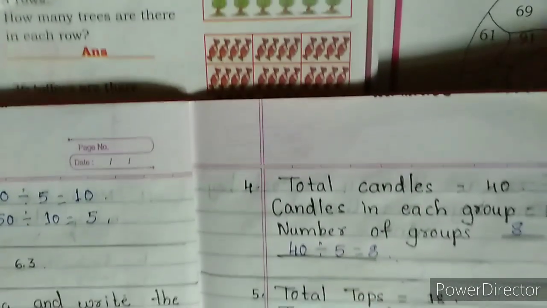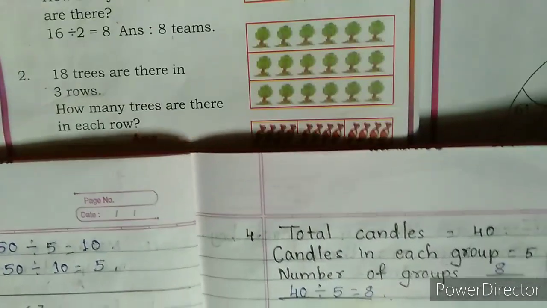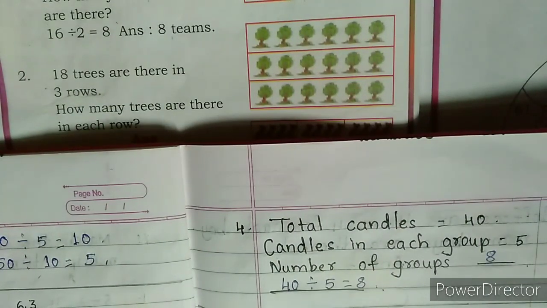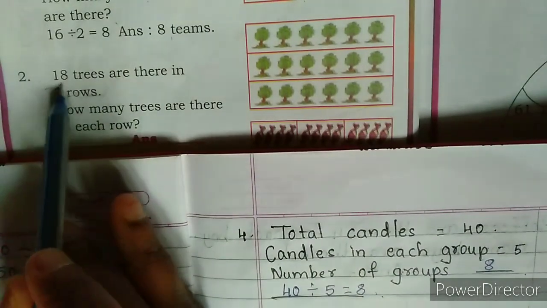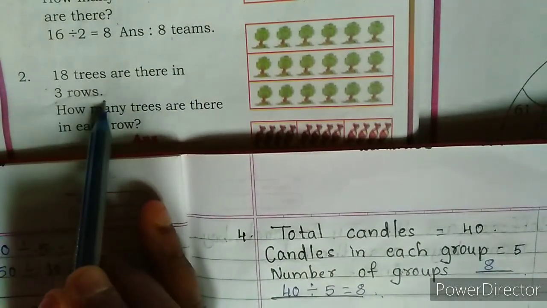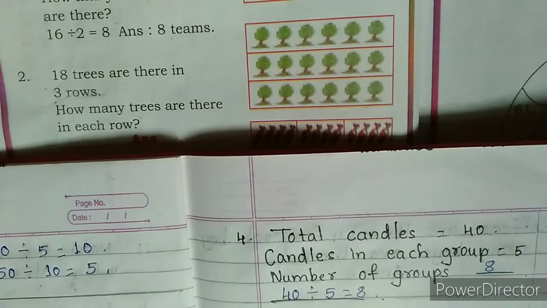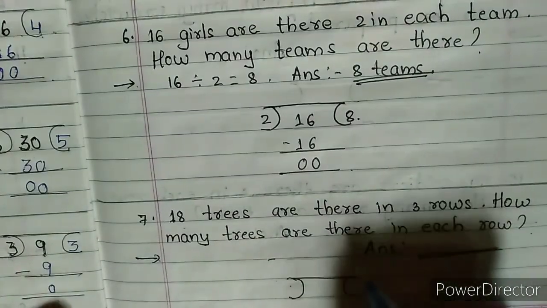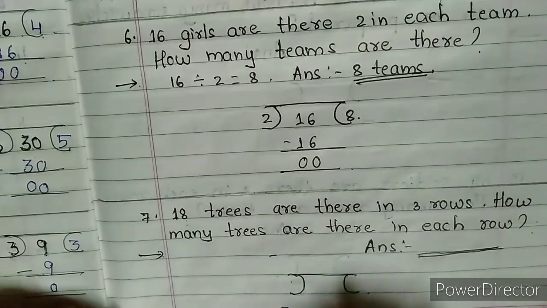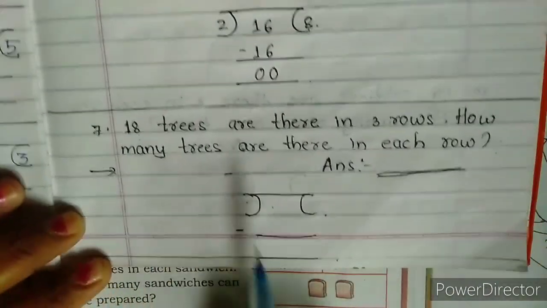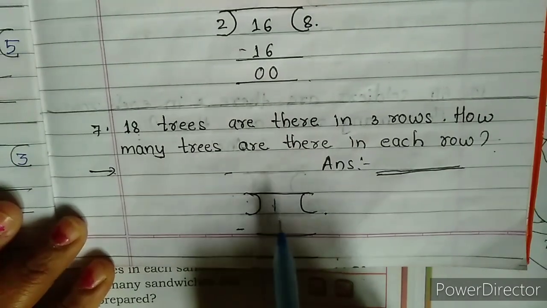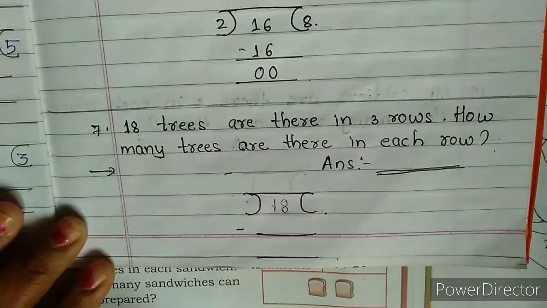Now, let us see the second one. 18 trees are there in 3 rows. How many trees are there in each row? Let us find out. Okay. See here. First, 18 is a dividend. So, we will write 18 here.